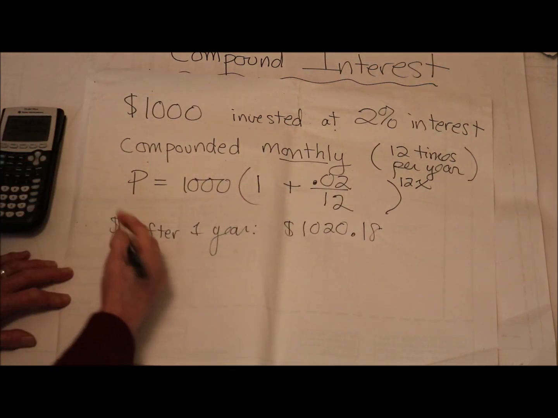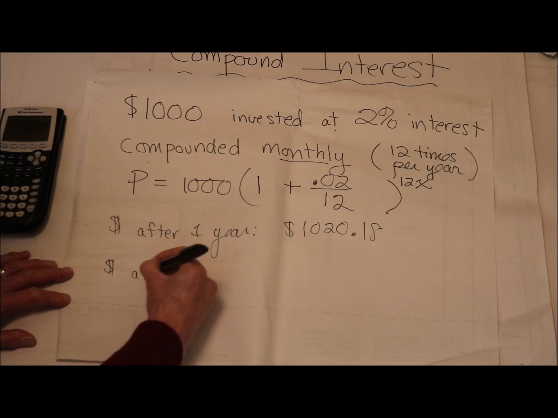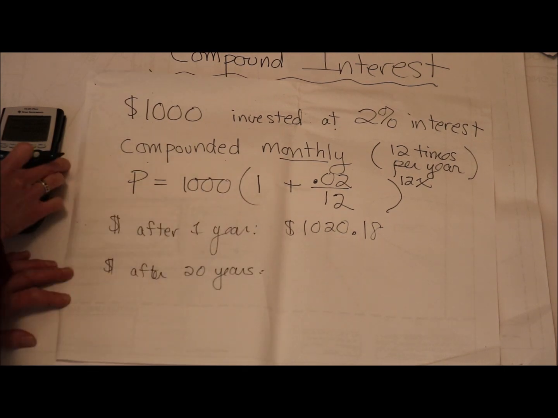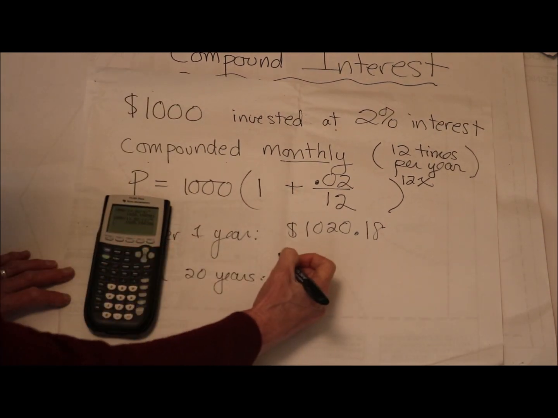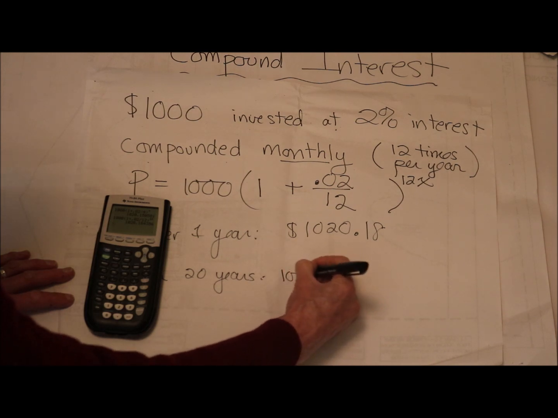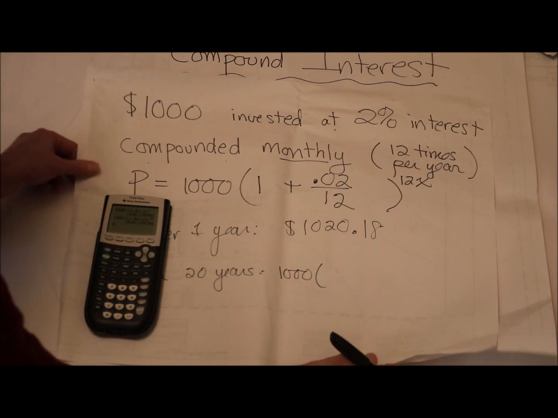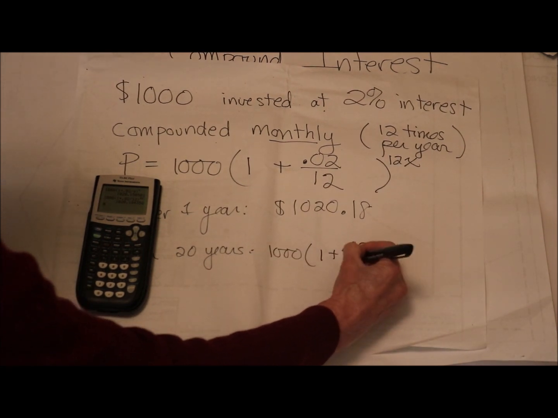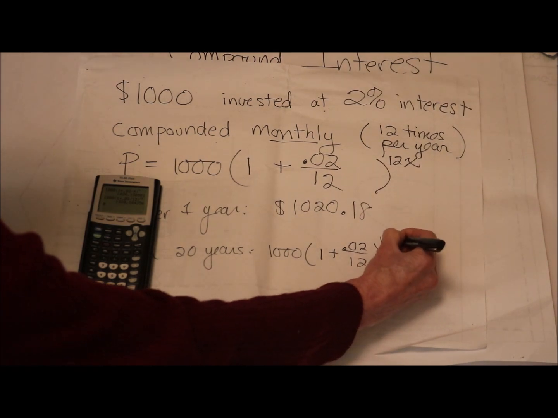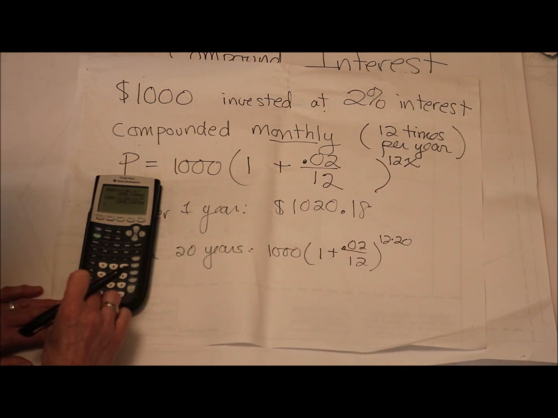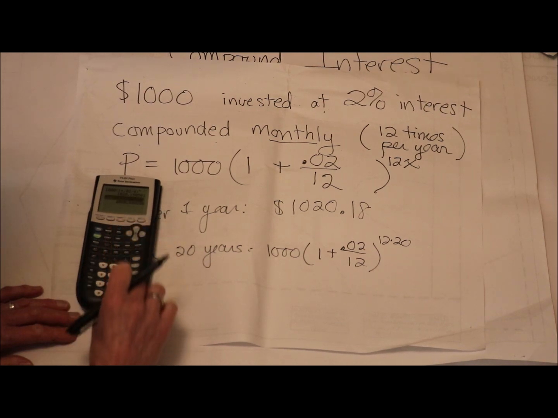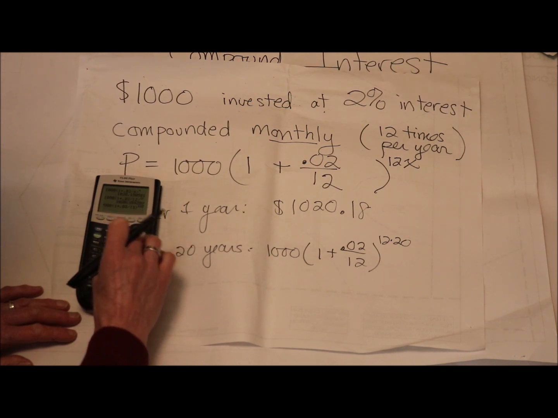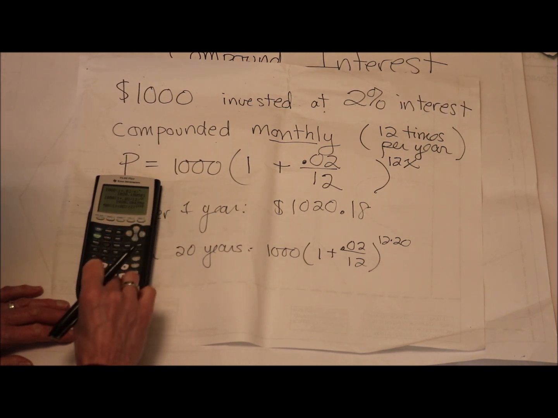Hey, just for fun, how much money would I have after 20 years? Let's say I didn't touch this money, I didn't invest any more money just after 20 years. Well, what I'm going to do, of course, put this in the calculator. It's going to be 1,000 times 1 plus 0.02 over 12 raised to the 12 times 20. All right, let's try this. So put this in your calculator. Everything is the same except for the exponent now. It's going to be raised to the 12 times 20.